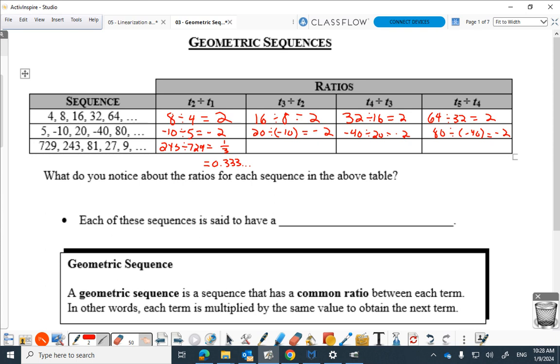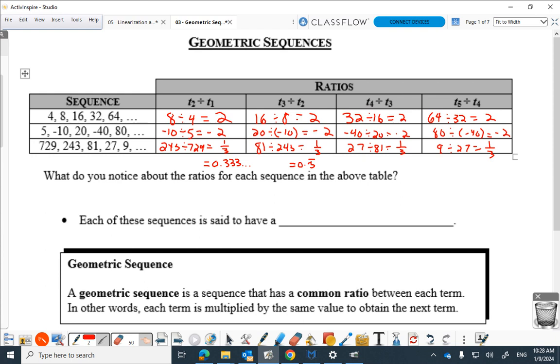Is it the same every time? You type in 81 divided by 243, and you get 1/3, or 0.3 repeated. Certainly looks like somebody multiplied by 1/3 every time. You could say they divided by 3 every time, but that's the same as multiplying by 1/3. And it happens every time here. 27 divided by 81 is 1/3, and 9 divided by 27 is 1/3. And I've already given it away. This note acts like it's going to be a big surprise, but I've already given it away.